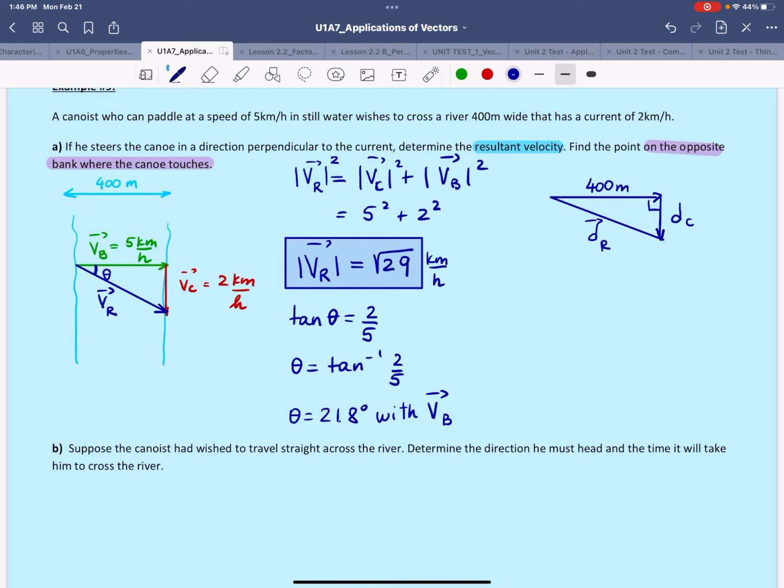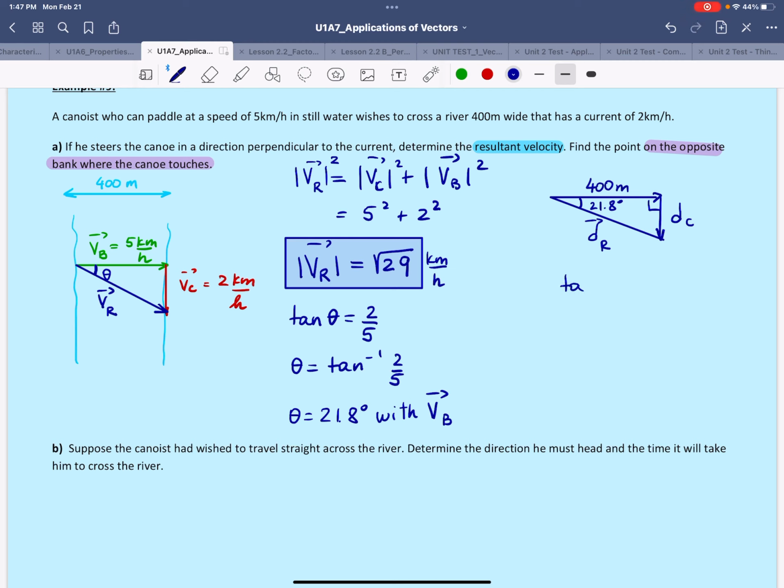So we're going to say that this angle will still be 21.8 degrees, and the resultant displacement, which is right here, is the hypotenuse, and we're using the width of the river, which is 400, and the displacement down the river will be opposite. So since this is our unknown, we can use the width of the river of 400 meters in order to find the displacement down the river. So this suggests the use of the tan ratio.